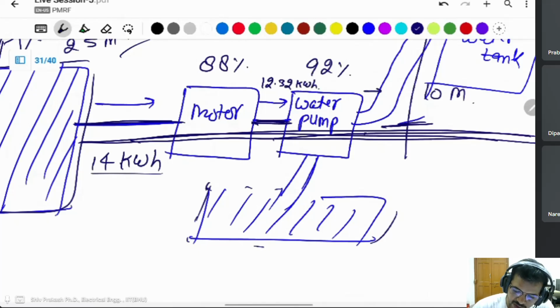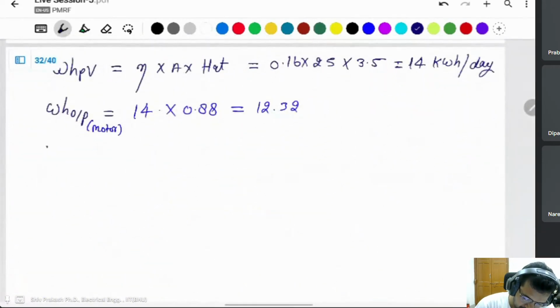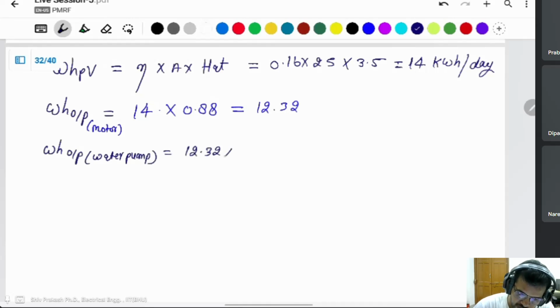Energy. Then what is the output of this one? This energy into my efficiency. Then this finally is 11.33 kilowatt hour. This is the power output of a water pump. 12.32 into 90% efficiency is 11.33 in a day.